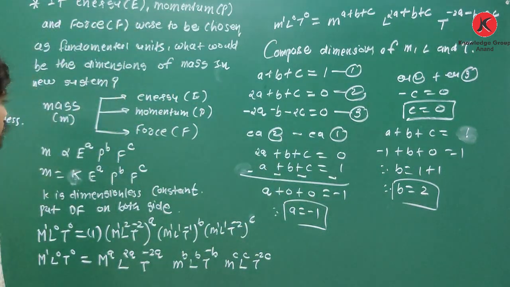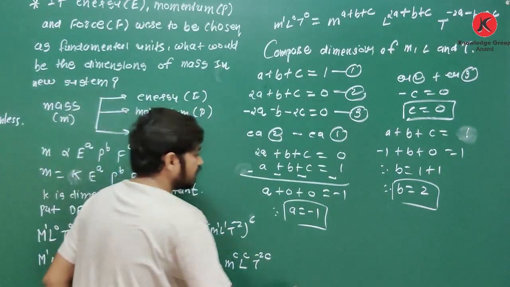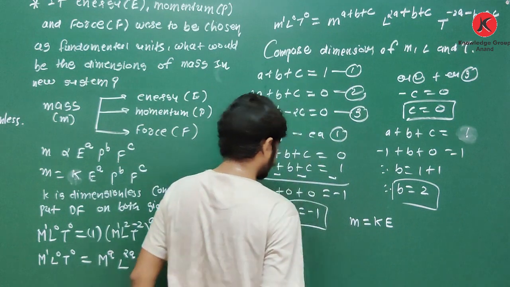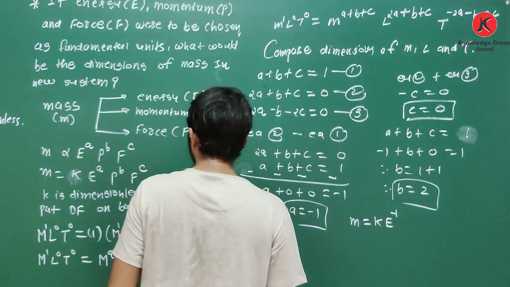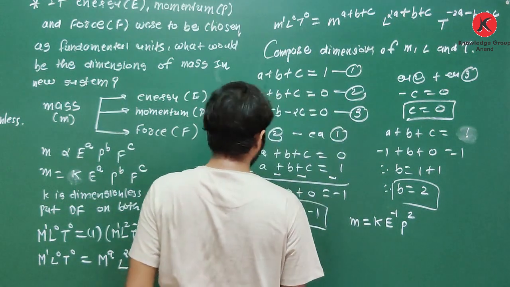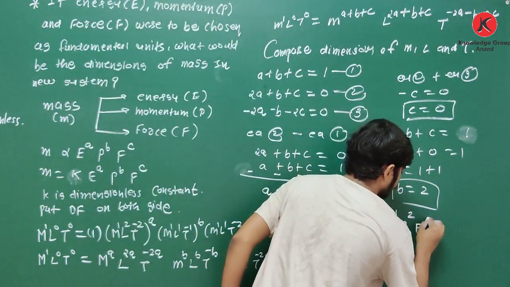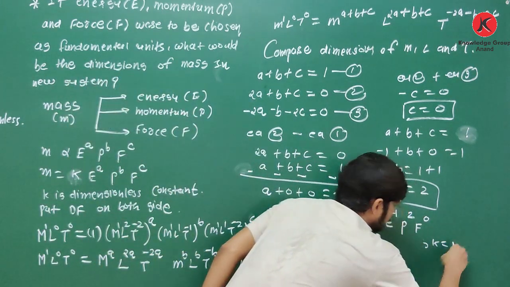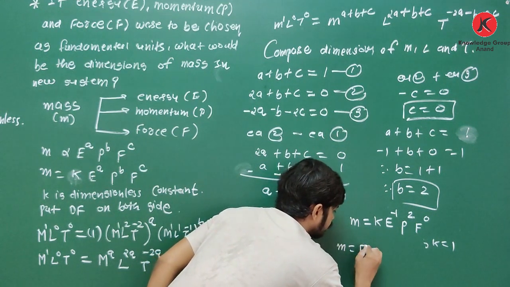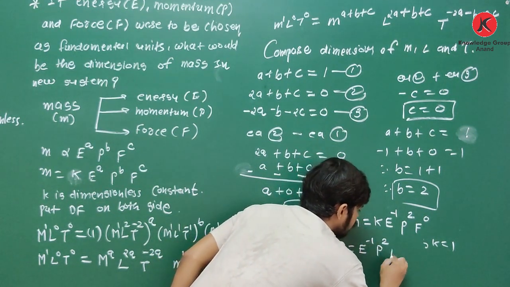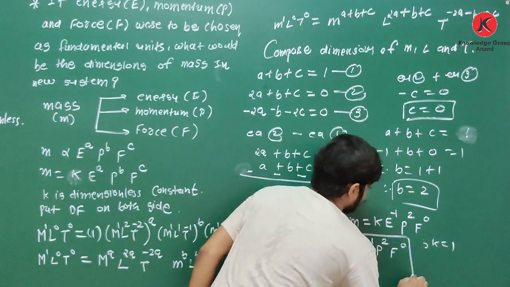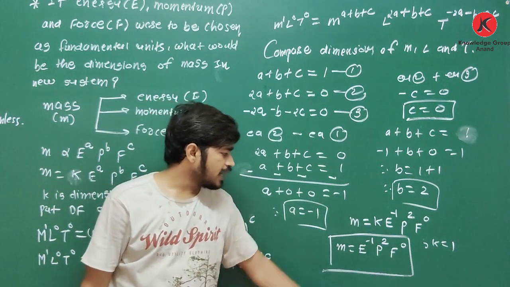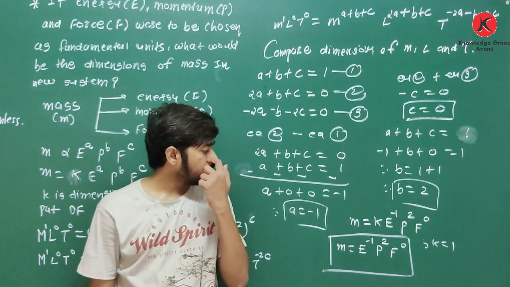So yes, a is equal to minus 1, b is equal to 2, and c is equal to 0. If you put these values in the equation, you will get m is equal to k e raised to minus 1, p squared, and f raised to 0. If I take the dimensionless constant as 1, then m is equal to e raised to minus 1, p squared, f raised to 0. So it is the dimensional formula of mass with respect to energy, momentum, and force. Clear about this?